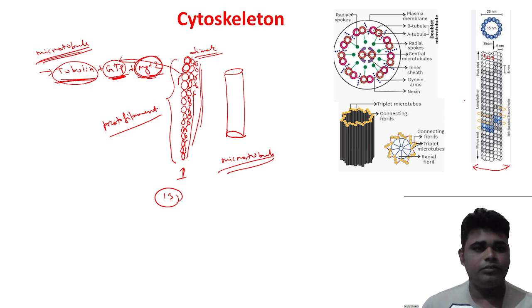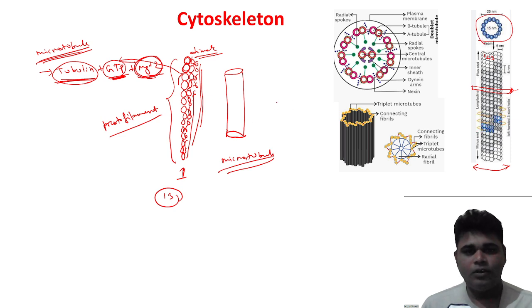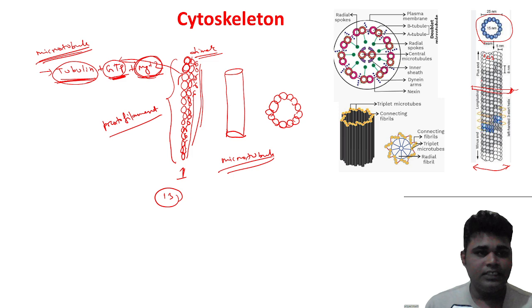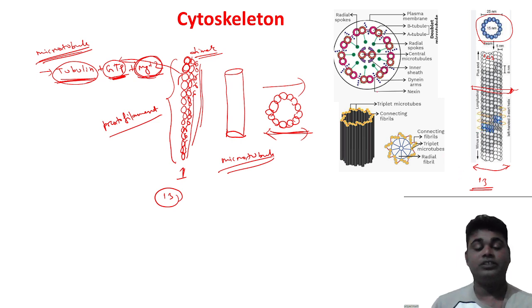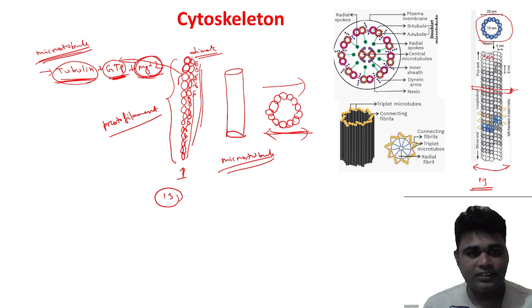So now if you take the cross section of this structure, it looks like this. That means 1, 2, 3, 4, 5, 6, 7, 8, 9, 10, 11, 12, 13 protofilaments. That means 13 protofilaments are present. So in the cross section it looks like this, and this is the cross section of the microtubule structure.